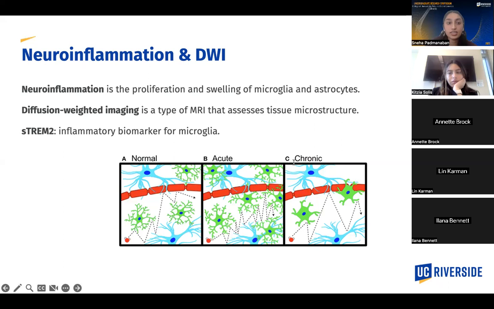This picture represents the actions of microglia with respect to acute versus chronic inflammation. Normally, there are a few microglia surrounding the extraneurite space, and they are healthy with no enlargement. With acute neuroinflammation, more microglia accumulate in this space. With chronic neuroinflammation, the microglia become more enlarged and swollen, and their processes become shorter, allowing for more water diffusion.